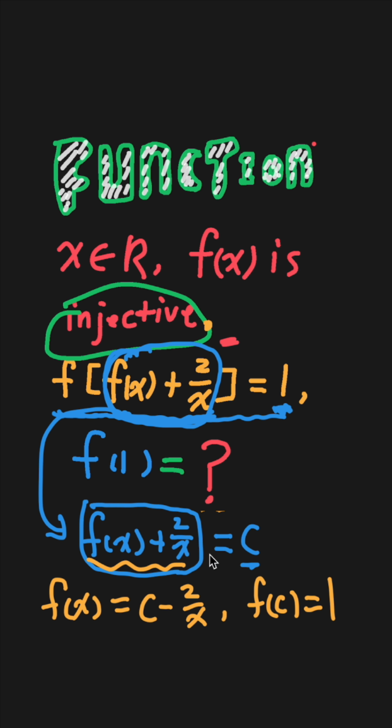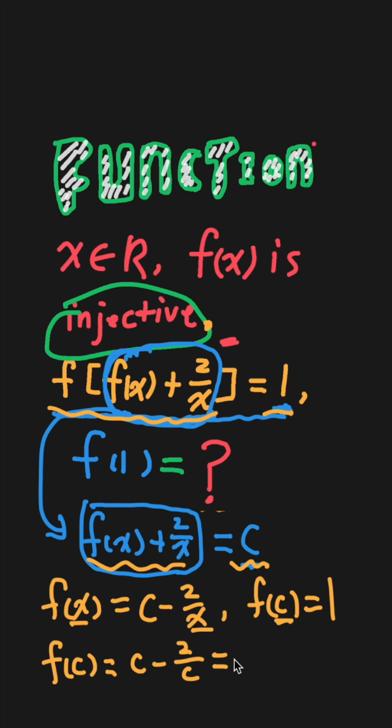Why? Because this thing is equal to c. So we can replace x with c, right? So f(c) is also equal to c minus 2 over c. So the x is replaced by c, and this whole thing is going to be equal to 1. We're going to need to solve this equation to find out c.